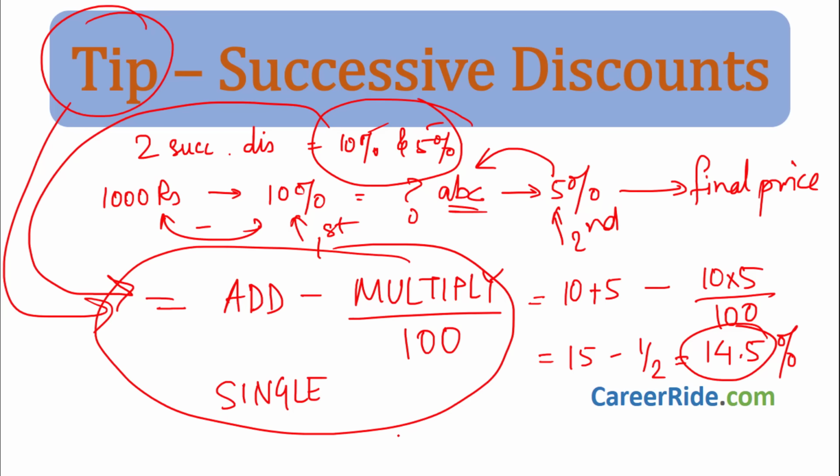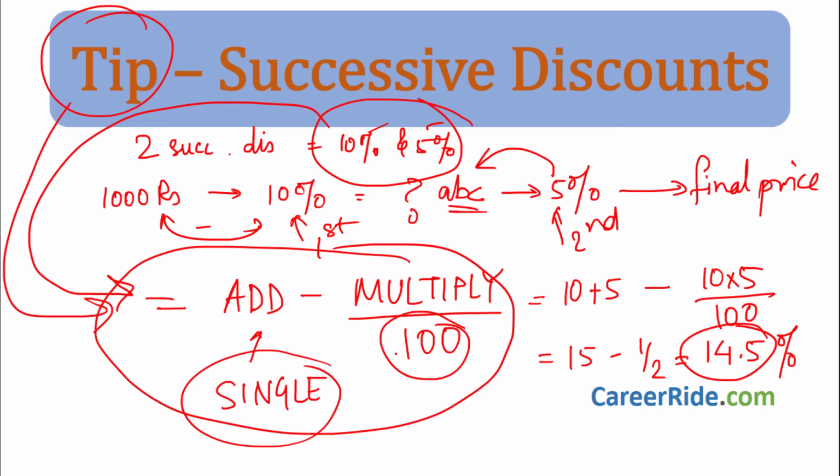If there are three successive discounts, we will find out later on how to tackle that. But if there are two successive discounts, we can find the single equivalent discount in relation to these two successive discounts by this formula. What is the formula? Add minus multiply by 100. Remember, this 100 is under multiply, it is not under add. It is add minus multiply by 100.